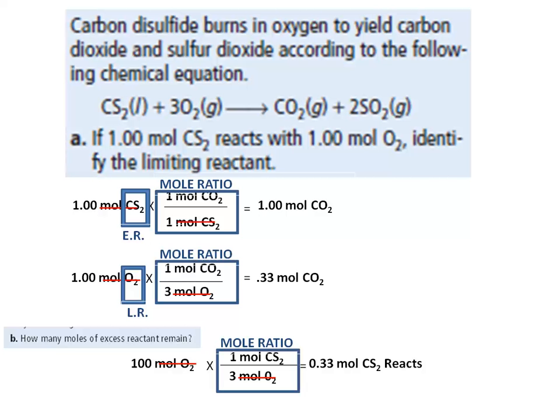That's how much is actually used. But we're given 1 mole in the problem. So we have to do 1 mole of CS2 minus 0.33 moles of CS2, which gives us 0.67 moles of unreacted CS2 in the problem. So those are 4 examples that should help you out.